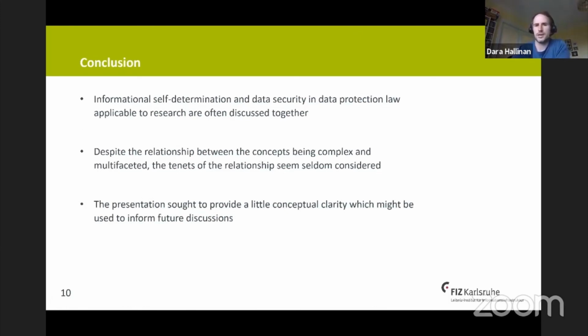Informational self-determination and data protection applicable to research is often discussed in the same breath as data security. And despite the relationship between these concepts actually being quite complex and multifaceted, the basics of this relationship, the structure, the key principles that should regulate this relationship actually seem to be seldom considered. So this presentation sought to provide an overview and some conceptual clarity as to aspects of this, the structure of the relationship, and as to its key defining principles. And I hope, with that in mind, this can be useful for further discussion of the topic.